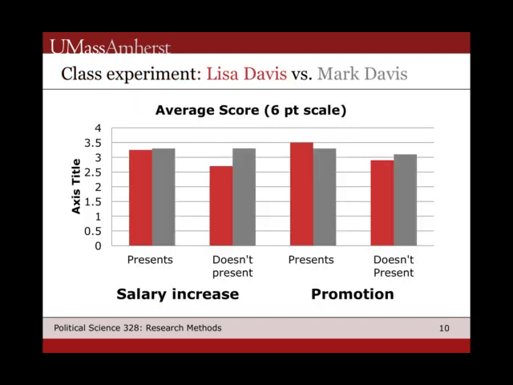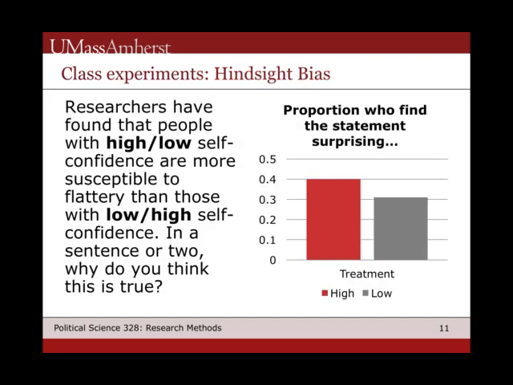Whereas if we went back, by the way, to this particular setup, this is a 2x2 because you either got Lisa or Mark Davis, and then there was either a presentation or not a presentation at the end of it. So still between subjects because people only saw one of the 4 conditions, but instead of just a typical 2 group design, you've actually got 4 groups, 2 treatments along one axis and 2 on the other.